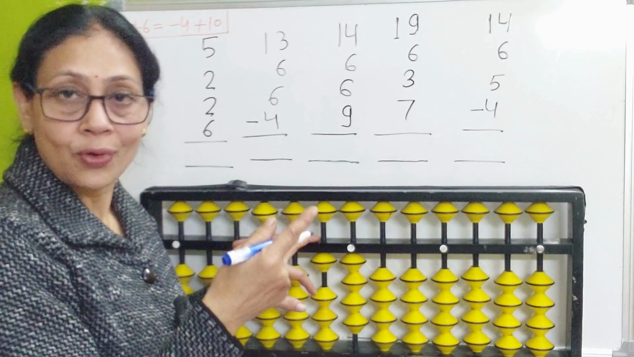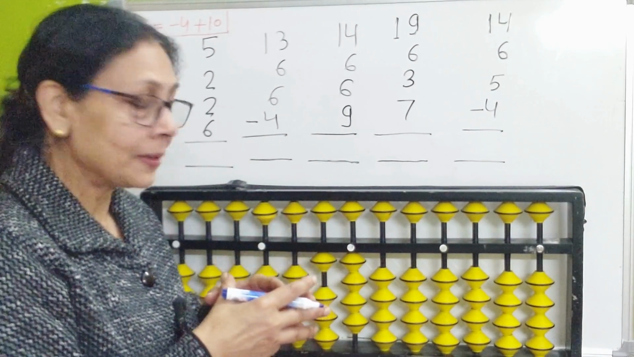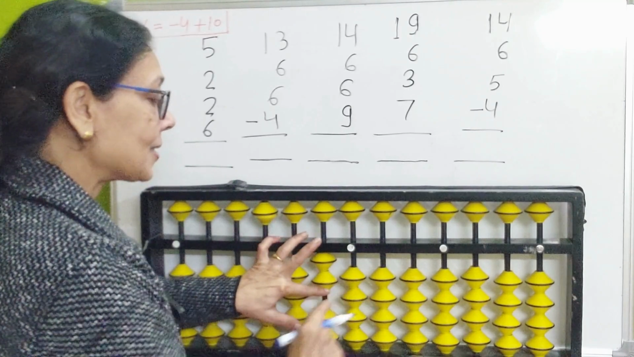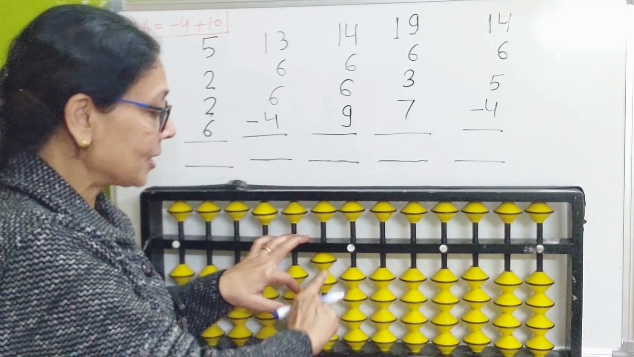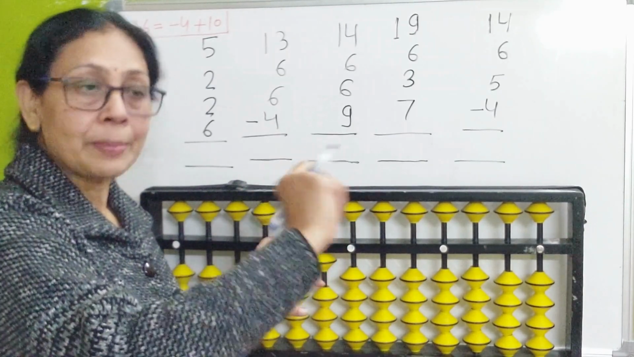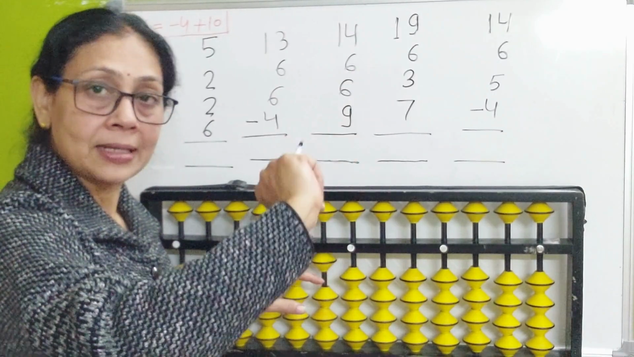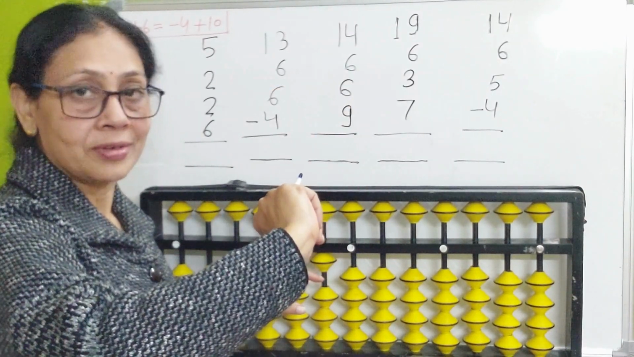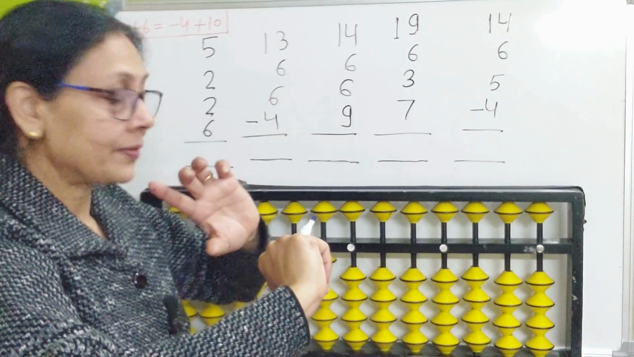So the friend of 6 is 4 because 6 and 4 combine to make 10. So less 4 add 10. See, 14, I added 6. So this is 20 now. So by using the right hand, you have to subtract, you have to less the friend first, then add by using the left hand.